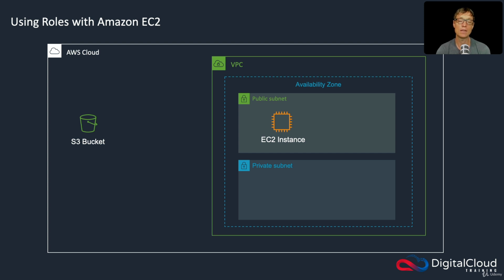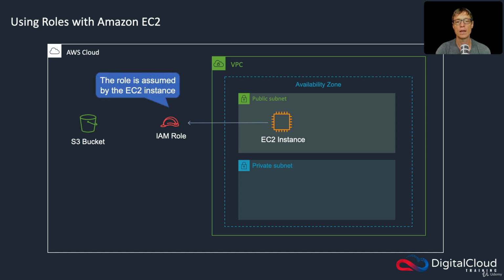Okay, so let's have a look now at the more secure way of being able to authenticate from your EC2 instance to another AWS service. And again, we're going to use an S3 bucket as an example. So we have our EC2 instance, and what we're going to do is create what's called an IAM role. And the role is then going to be assumed by the EC2 instance. So the EC2 instance is going to be able to use the role, and whatever permissions are assigned to that role, the EC2 instance will then be able to use to access the S3 bucket. So that's how it looks. Let's go to the console and test this out.